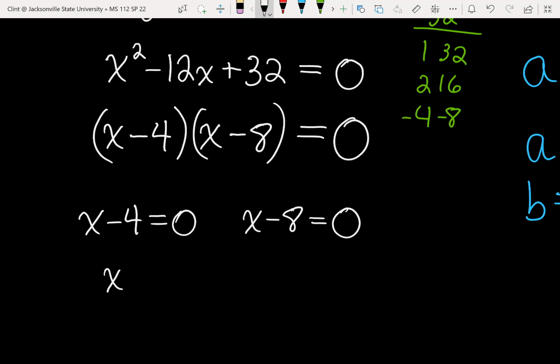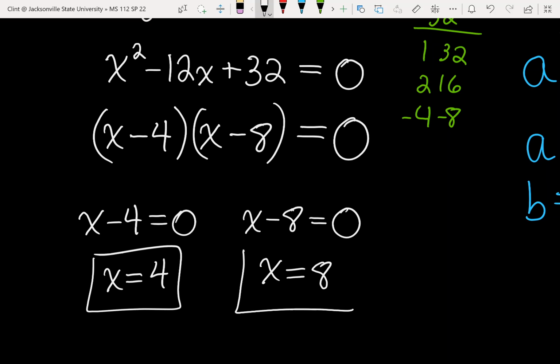So on the first one, we add 4 to both sides. So the first one will be 0 when x equals 4. Then we can add 8 to both sides. The second one will be 0 when x equals 8. So the only way our quadratic equation up here can be true is x equals 4, x equals 8. Two solutions.